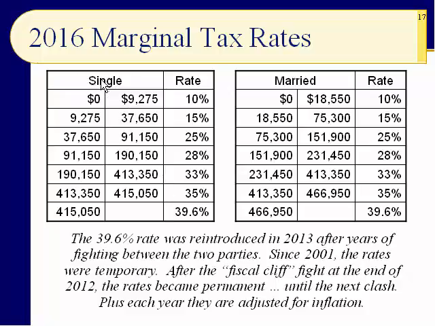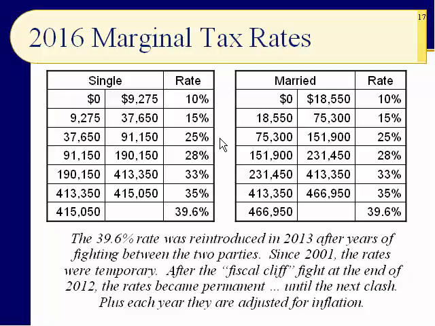If you're single, the first $9,275 of taxable income, so this is after you've taken away the adjustments, the standard deduction or the itemized deduction, and the personal exemption, you get to pay 10% on the first $9,275. From $9,275 to $37,650, you're paying 15%. And then once you hit $37,650 up to $91,000, any dollars you make there are taxed at 25%.